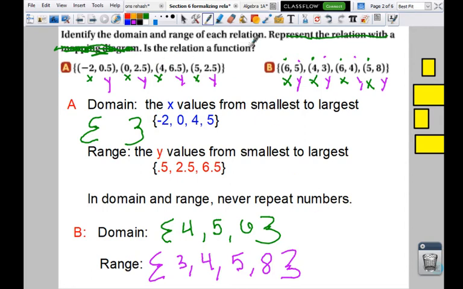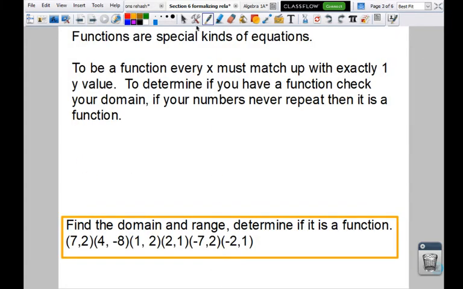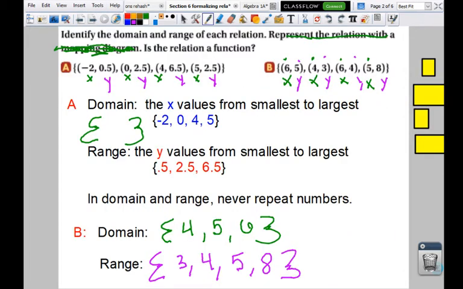Okay, we're also going to say, is the relation a function? So we kind of have to jump back and forth a little bit on some of these slides because I couldn't fit it all in one. So, a function is a special kind of equation. For a function, every x must match up with exactly one y value. So to determine if you have a function, check your domain. If your numbers never repeat, then it's a function. So for every x, I have to have exactly one y. And basically what this means is I need to make sure the numbers in my domain never repeat.